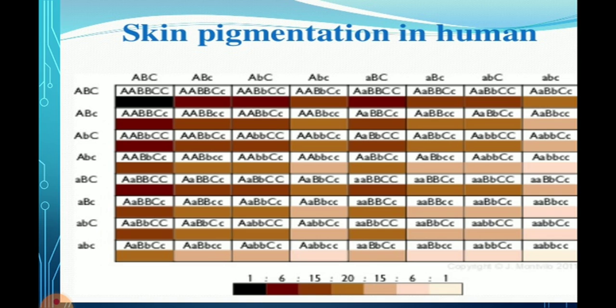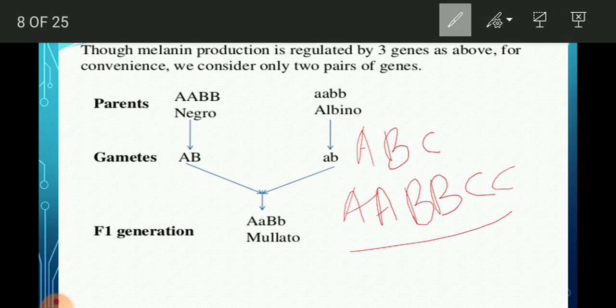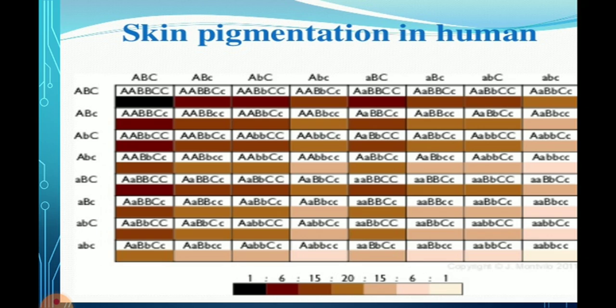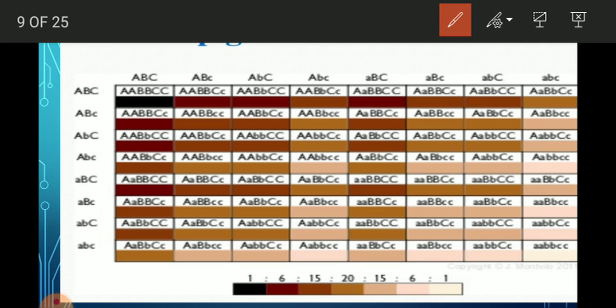Okay, so now we will see the variation in skin pigmentation in humans. When these three pairs are present in one organism, it means capital A, capital B, and capital C are dominant, so the person is the darkest one. As the number of dominant alleles present in the organism increases, the color is darker. And if recessive alleles are present, the color is lighter.